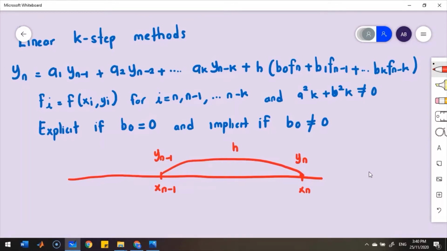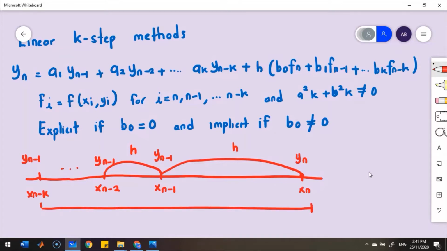Now for linear multi-step method, you can have xn minus 2, yn minus 2. This is a two-step method, and you can also go up to xn minus k, yn minus k. Okay, so I would say that the length from here to here will be k times h.